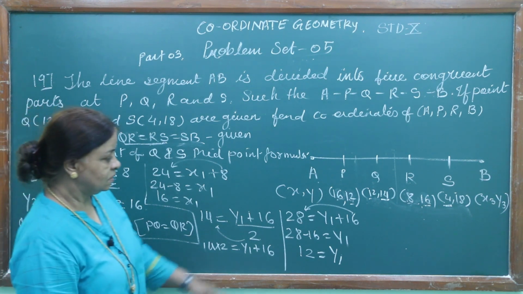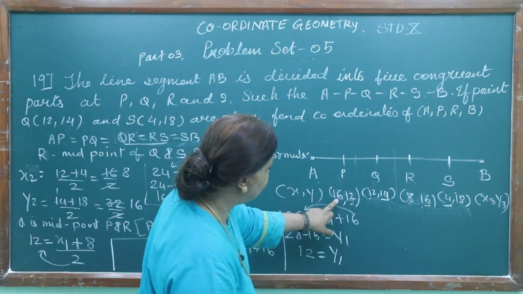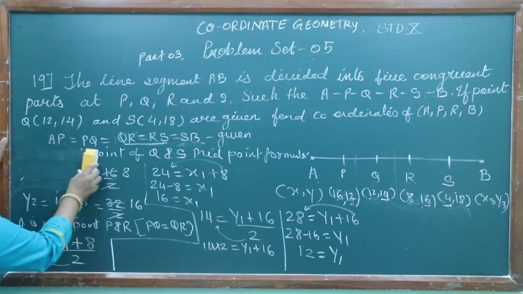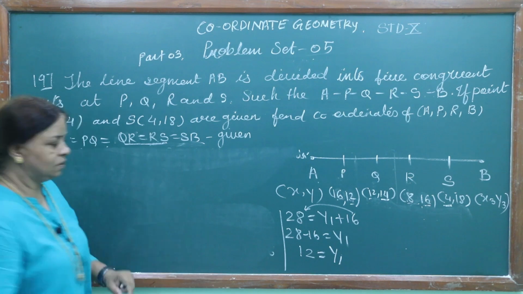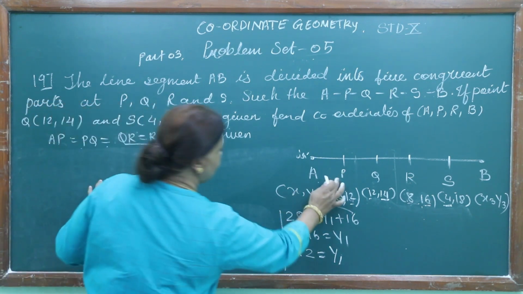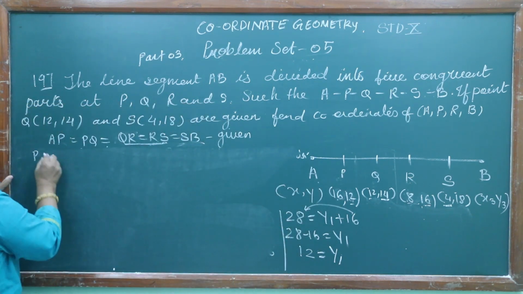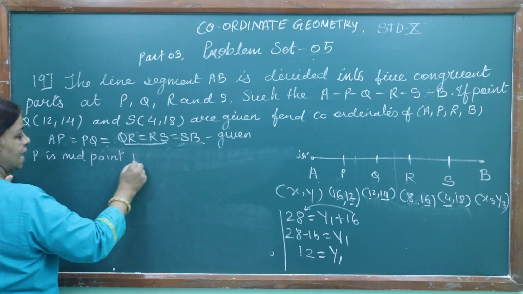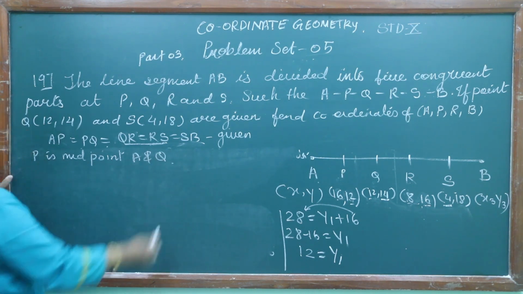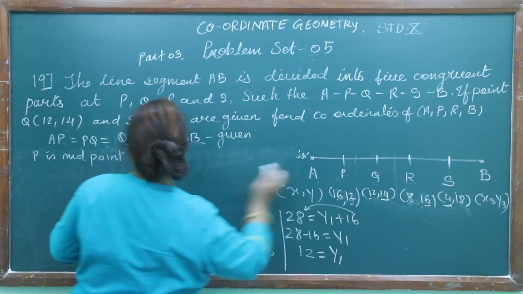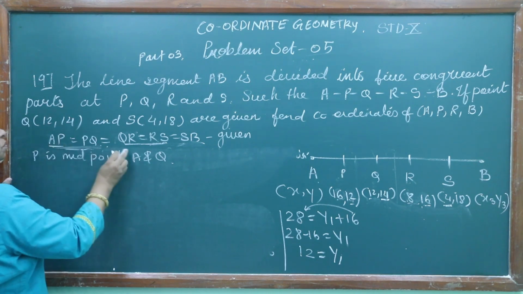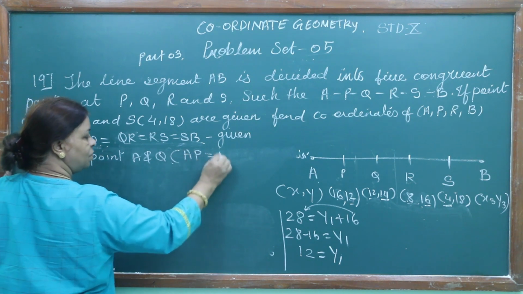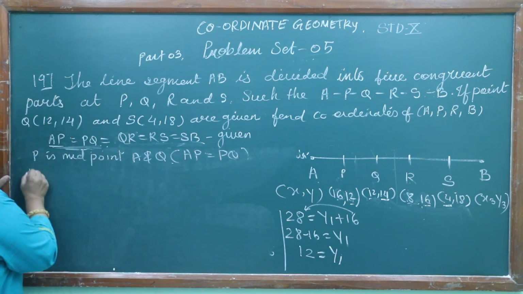Now children, we can see P is the midpoint of A and Q. Let me rub the board. I can write P is the midpoint of A and Q because AP is equal to PQ. So we can use the midpoint formula again.